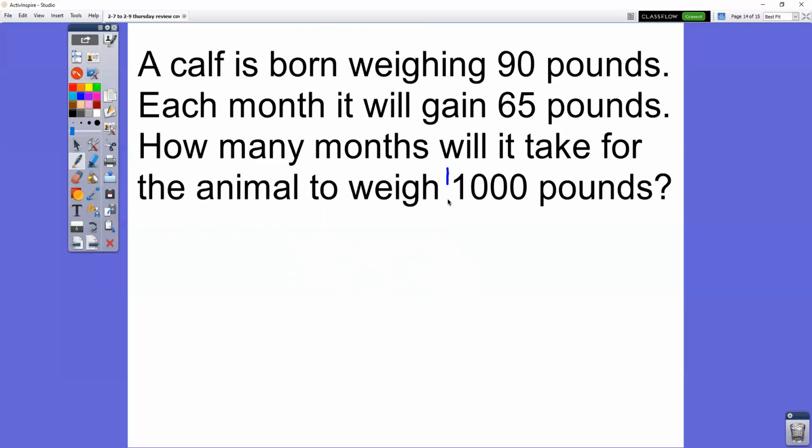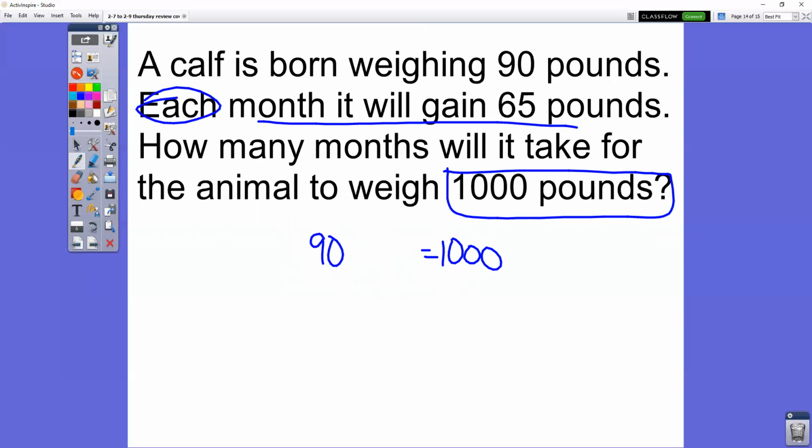So the total that we're looking for is 1,000. So I'm going to put that 1,000 at the end. It's born weighing 90 pounds. So it starts off at 90 pounds. Each month, again, that word each, month it's gaining 65 pounds. So 65 times the number of months. That would be the equation that we would set up.